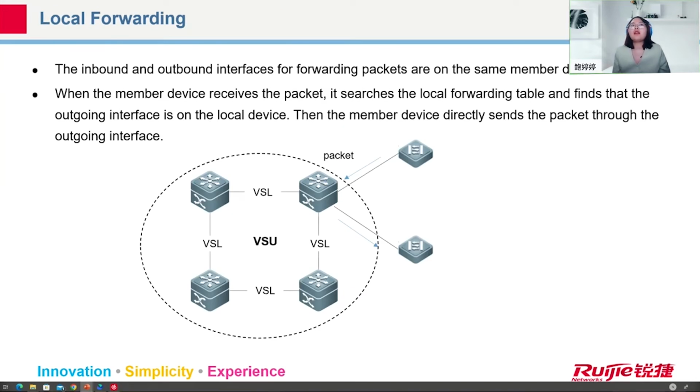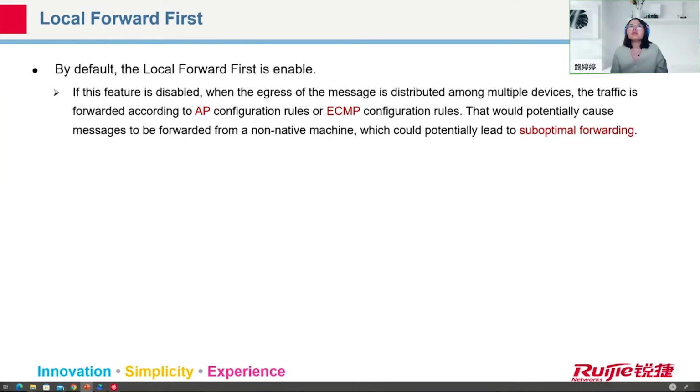And another one is local forwarding. What does local forwarding mean? If we use 4 devices to combine a ring and become a VSU, and later I receive a message from outside the switch, and then I check the table, and the table shows I have to send the message out, and the out interface is on the same device. So this one we call local forwarding. And with local forwarding, we will find the path is the shortest.